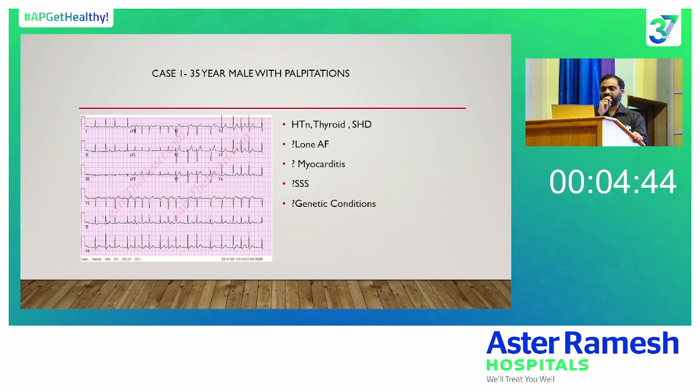We have to see whether the patient has other associated conditions like myocarditis. A lot of these patients have sick sinus syndrome, and now we are seeing several genetic conditions presenting with atrial fibrillation in younger patients. We have actually seen a patient with a desmoplakin mutation, which is known for arrhythmogenic right ventricular cardiomyopathy, presenting with atrial fibrillation in a young patient.